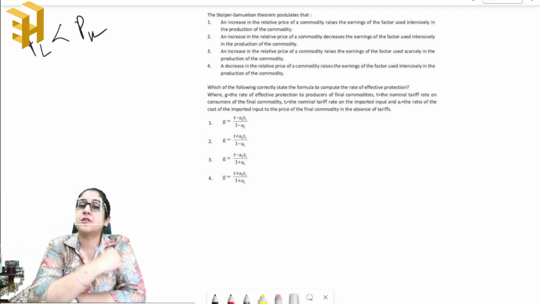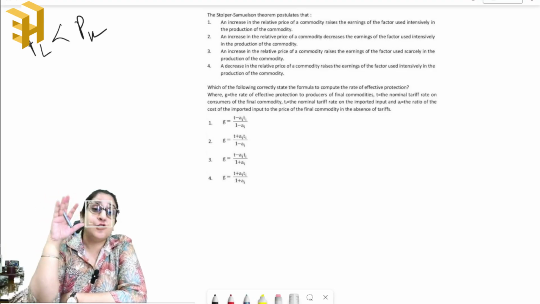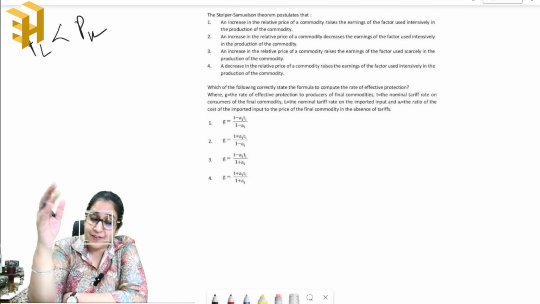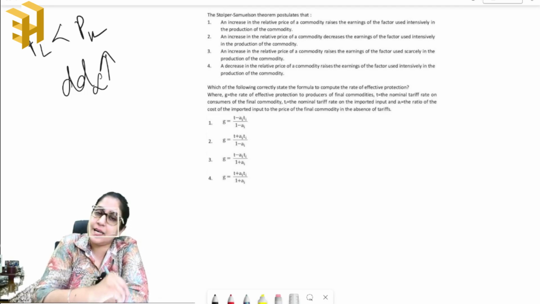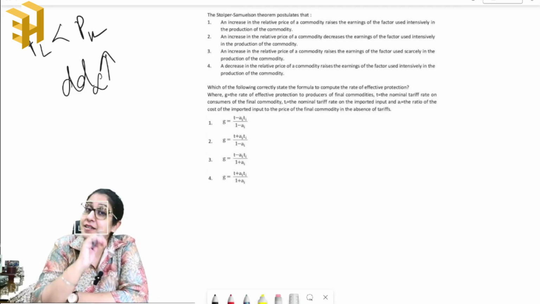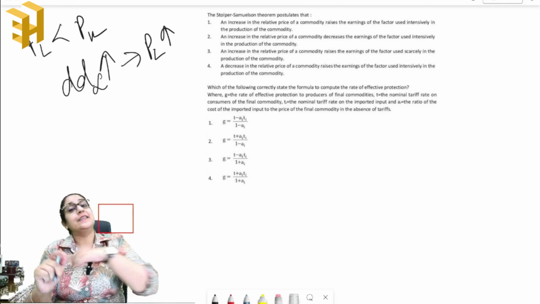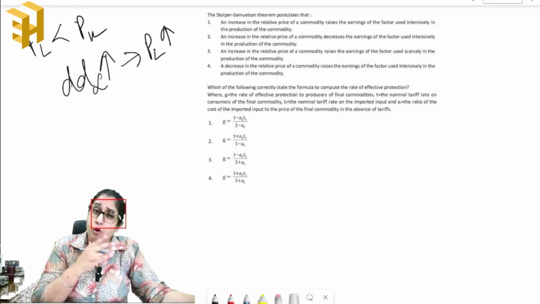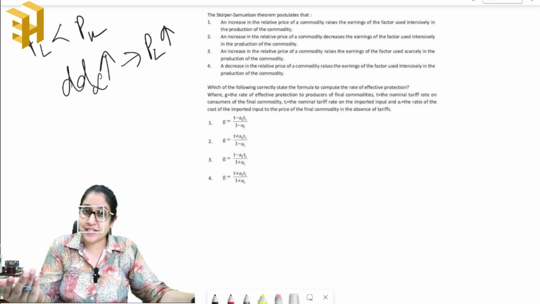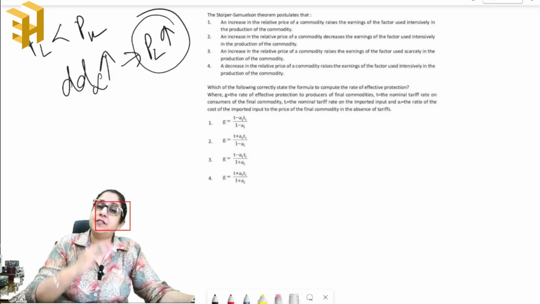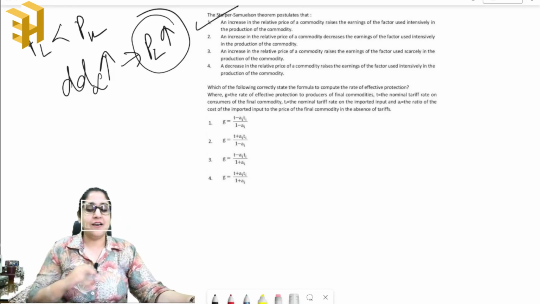Now, the Stolper-Samuelson theorem states that once you start producing the good which uses the abundant factor intensively, you are doing nothing but increasing the demand for that factor, say labor, right? And once the demand is increased, the price of that labor will also increase. So over a period of time, once you engage in such a production and export process, the price of labor would ultimately increase, right? And this makes the first option the right answer.